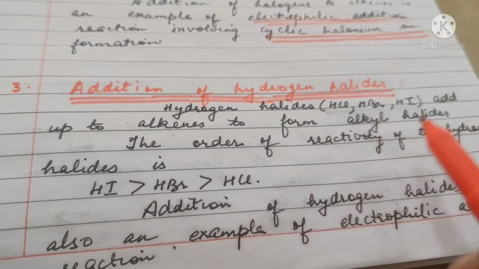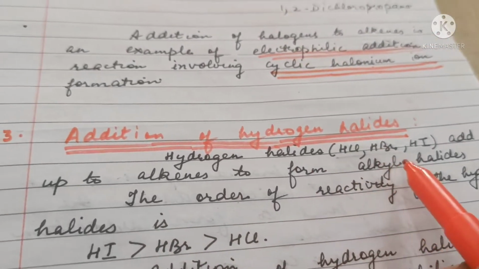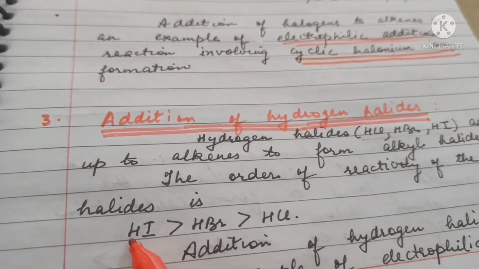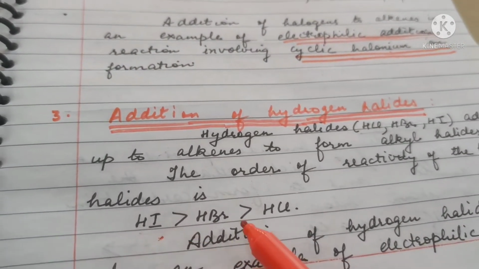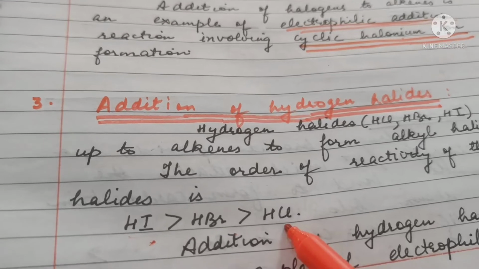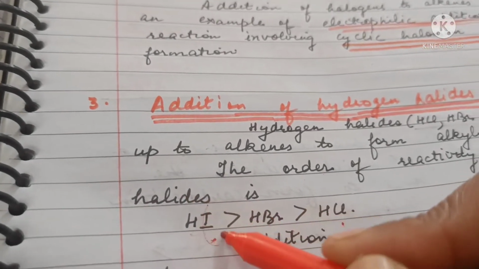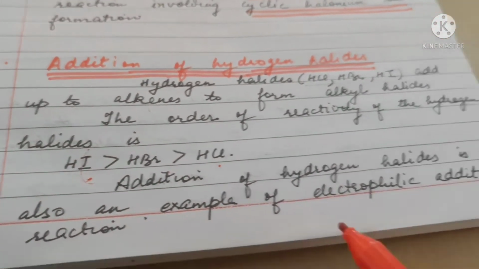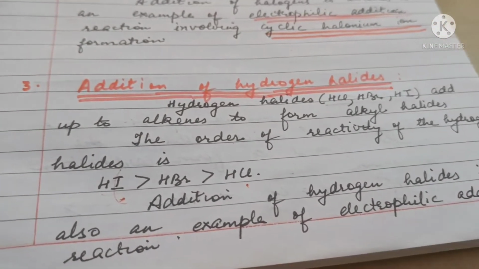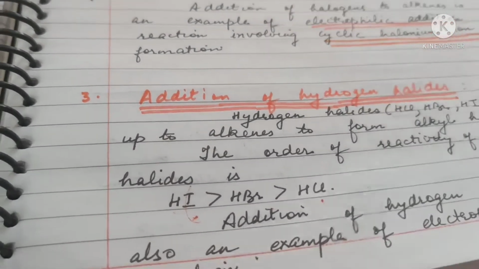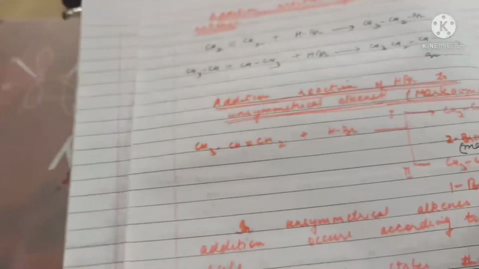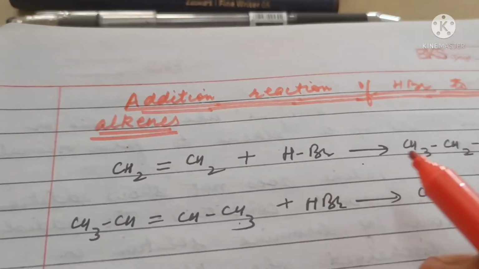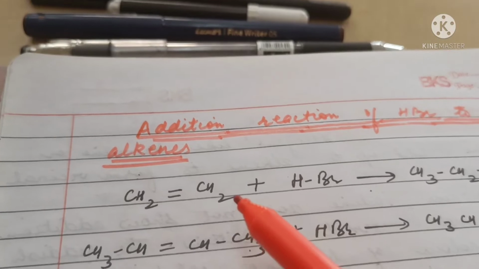Addition of hydrogen halides. Hydrogen halides will be added to alkenes to form alkyl halides. The order of reactivity is HI is more reactive than HBr, which is more reactive than HCl. This is because as the halogen atom increases in size, it's easier to break the bond. Addition of hydrogen halide is also an example of electrophilic addition reaction, that is, first positively charged hydrogen will be added and then negatively charged bromine will be added.